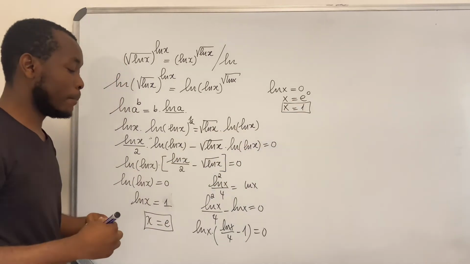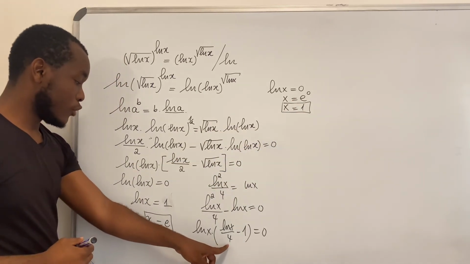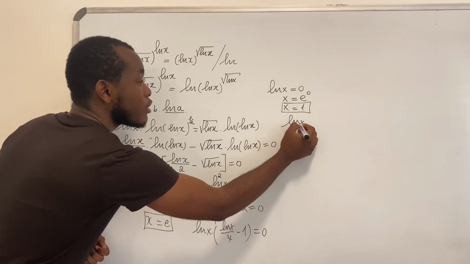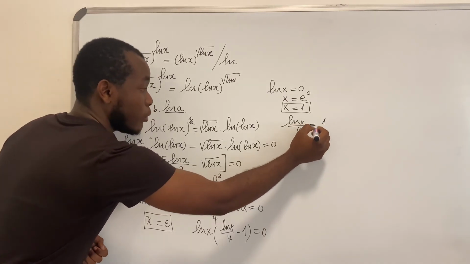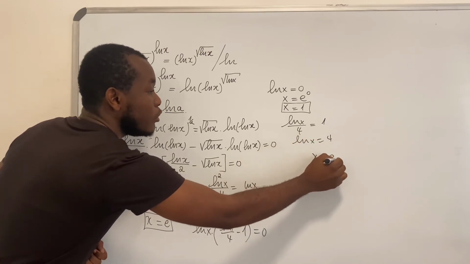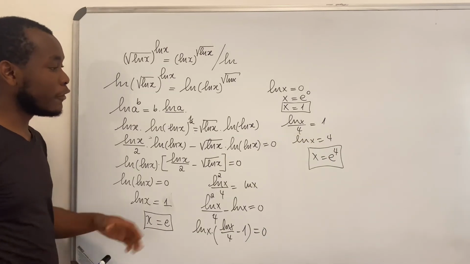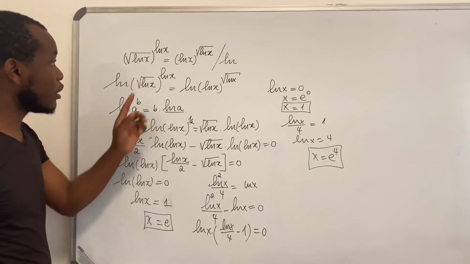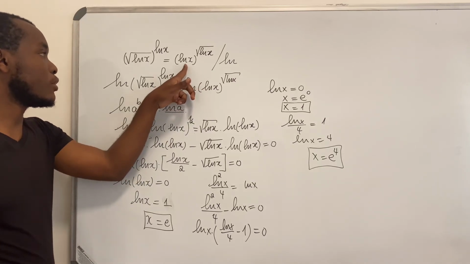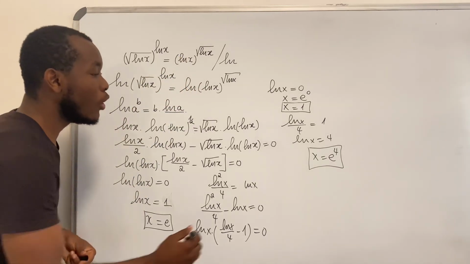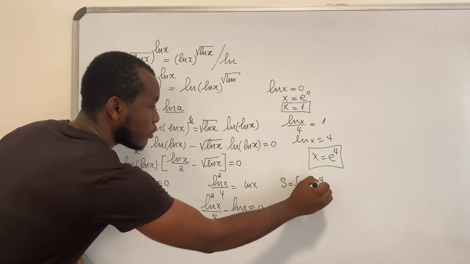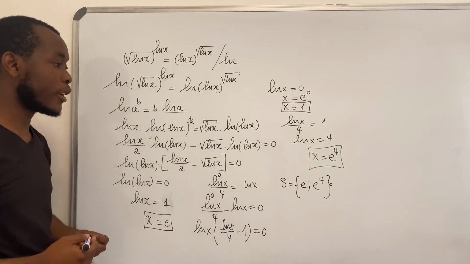All right, now we have the other problem here. For this other problem, what is going to happen? We're going to have ln x over 4 equal to 1. So ln x is going to be equal to 4, so x is going to be equal to Euler to the power 4. But if we substitute the values of x in our equation, we're going to realize that x equal to 1 will make ln x equal 0. So 0 to the power 0 is undefined. So the only solutions that we have are x equal to Euler and x equal to Euler to the power 4.